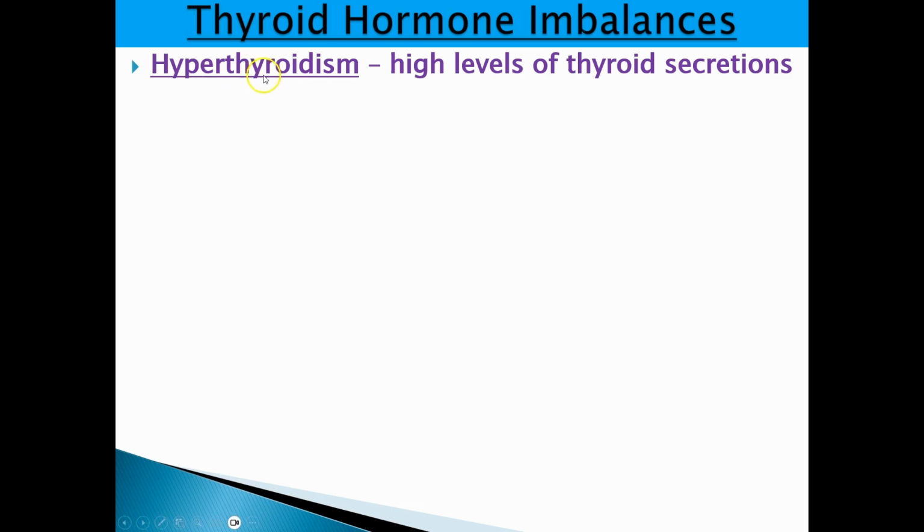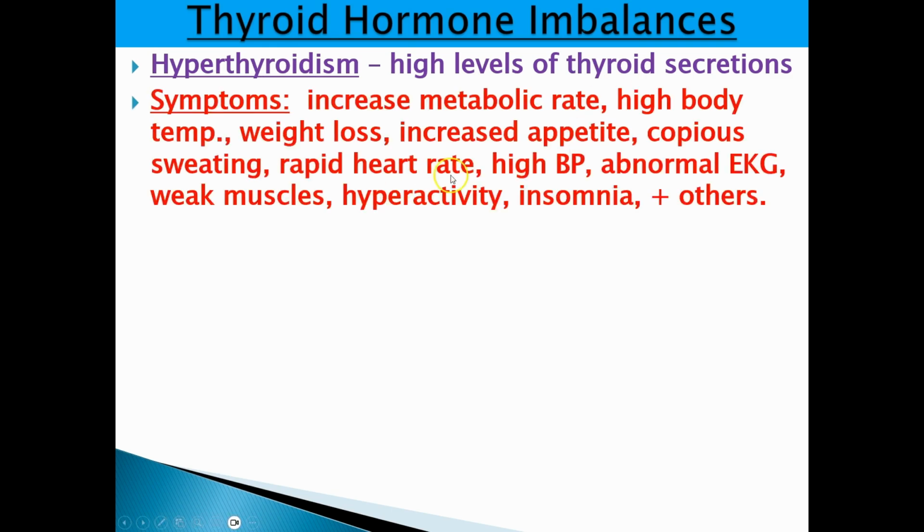Now notice hyper, meaning we have high levels of thyroid. That means we would think the person's super active. They're probably going to be hot all the time. Okay, and those are the things we should expect to see. So notice increase in metabolic rate, high body temp, weight loss, because that's increased energy, right? Increased appetite, that's going to relate to using energy, lots of sweating, rapid heart rate, high blood pressure. All of these things should make sense, all right?